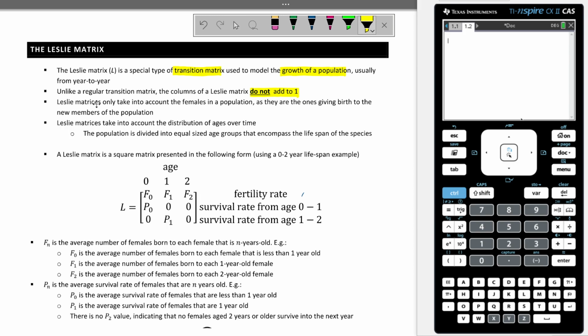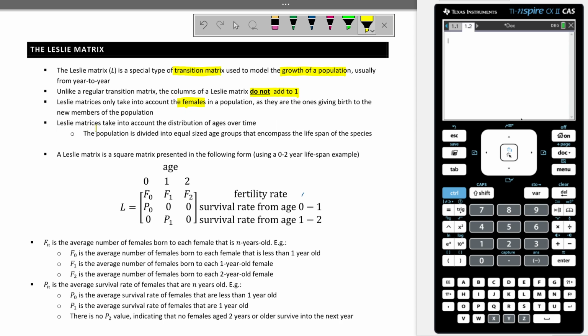The Leslie matrices only take into account the females in a population, as they are the ones giving birth to the new members of the population. So another thing that's really important to remember is that the Leslie matrix only cares about females. Every time we talk about the Leslie matrix and we talk about birth rates and survival rates, we are only considering the females. Okay? Let's keep reading.